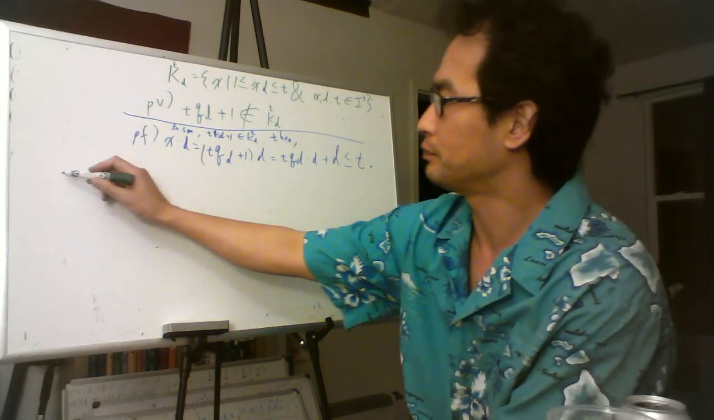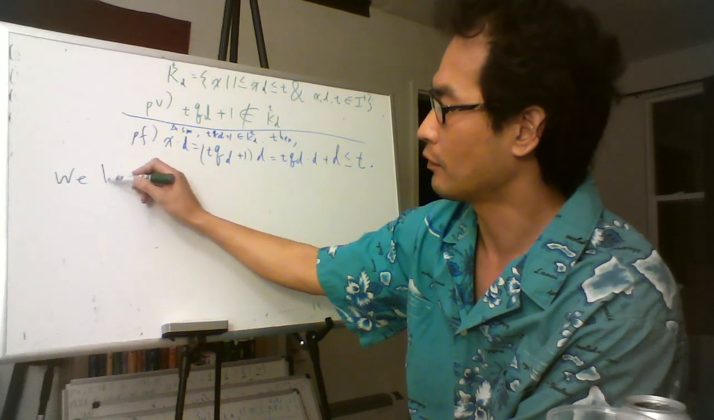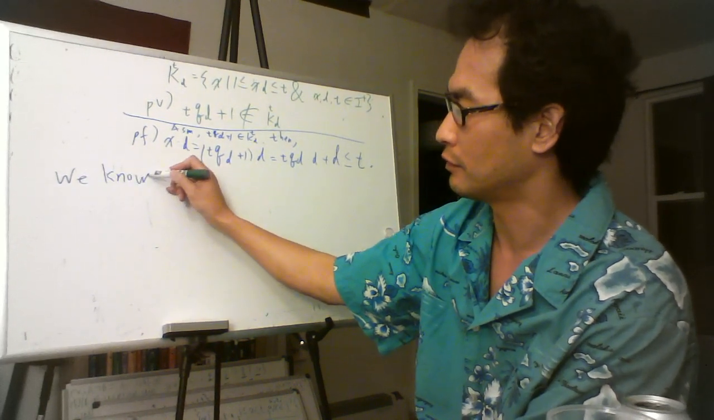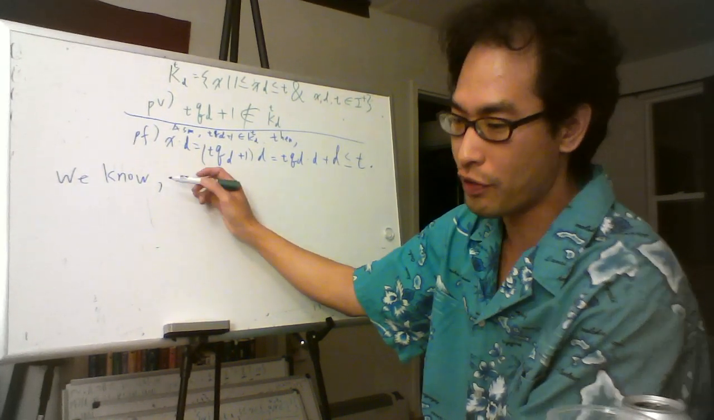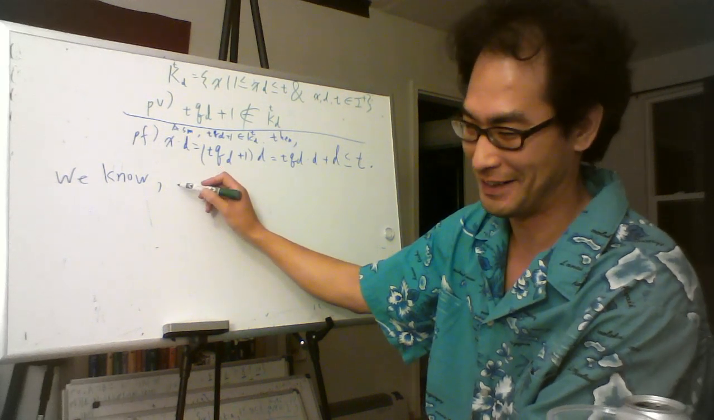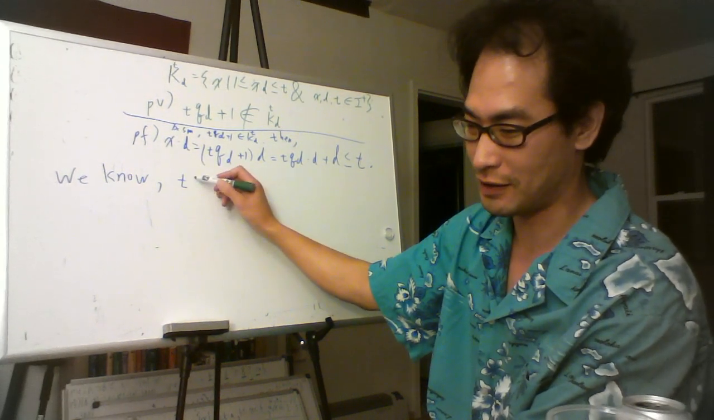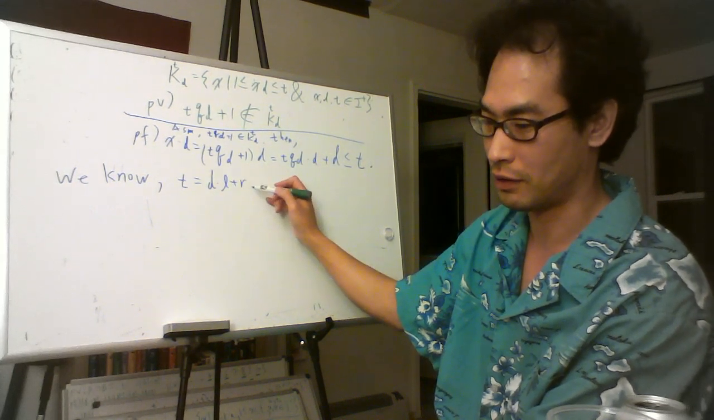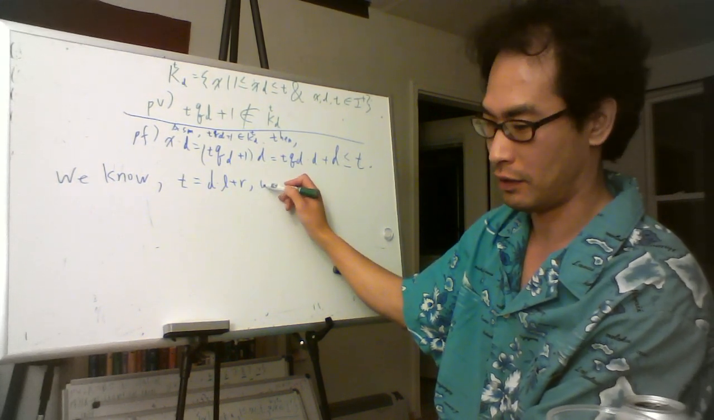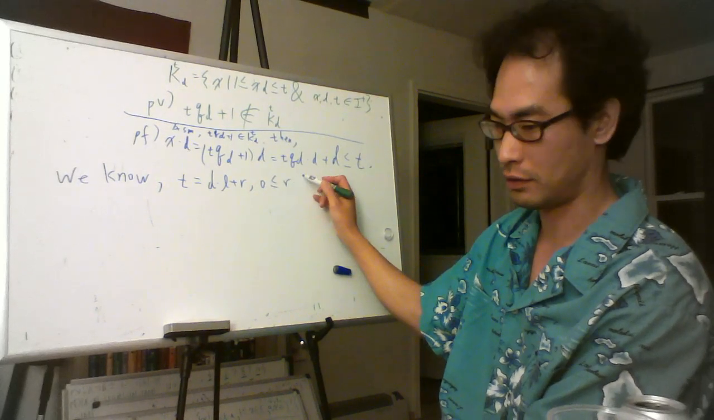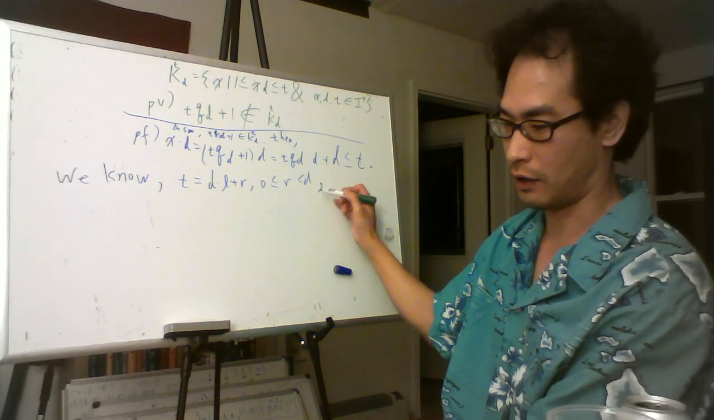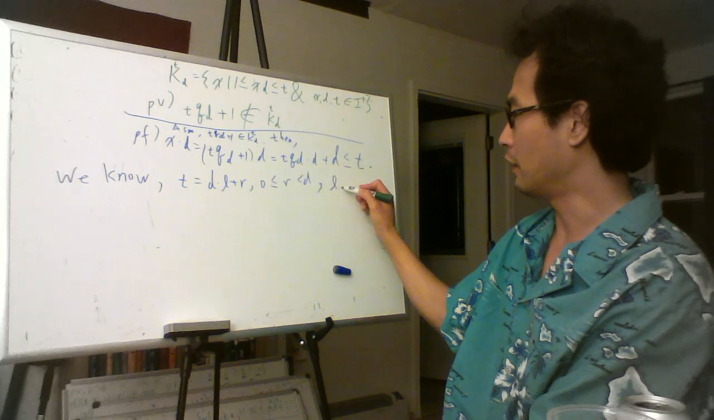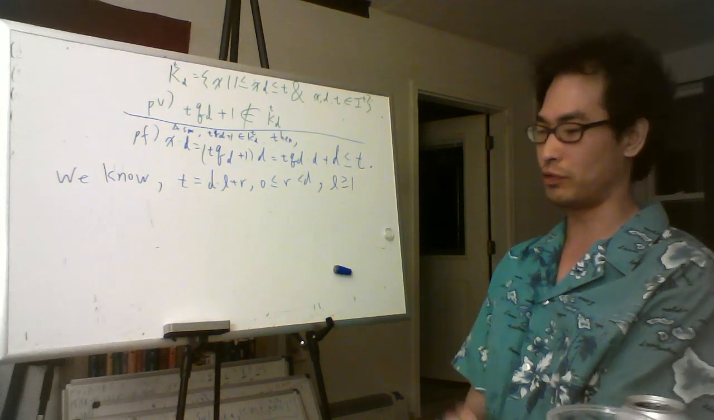We know two things, or three things, I don't know. We know T is equal to D times L plus R, where R is from 0 up to D, and also L is 1 or more. We proved that, okay?